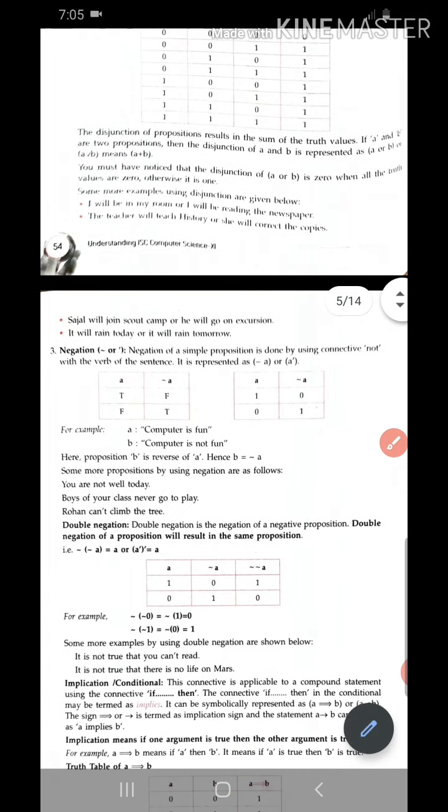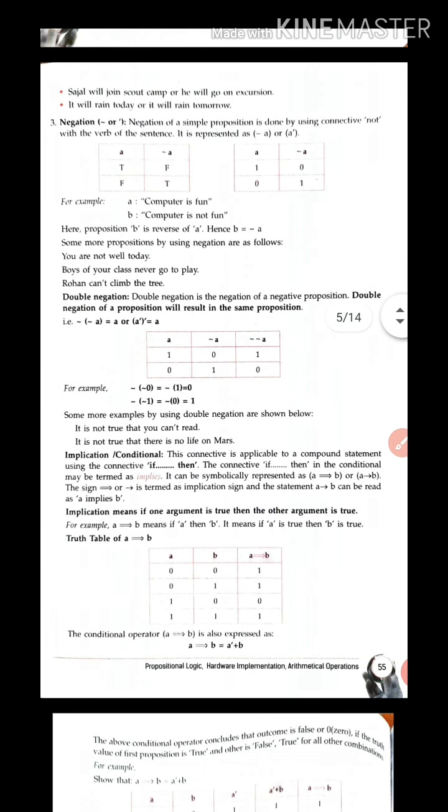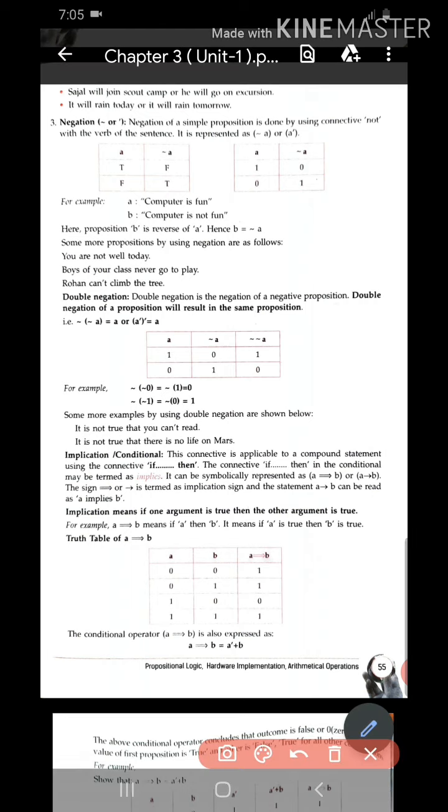Then I'm moving further with our next example, that is negation. Negation says we are having two symbols for negation. One is the tilde sign and the other is the dash. We can use either one at a time. We can write it in this format, tilde or a dash. Any of the formats we can write it.